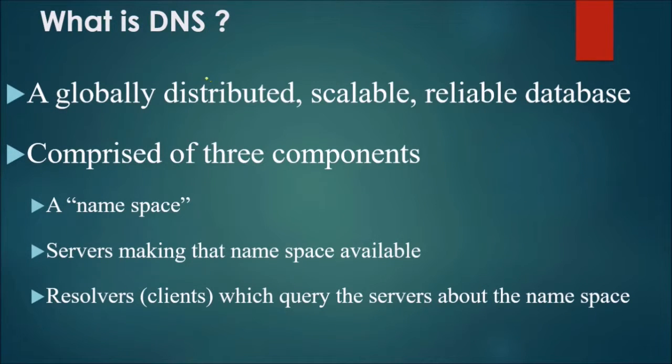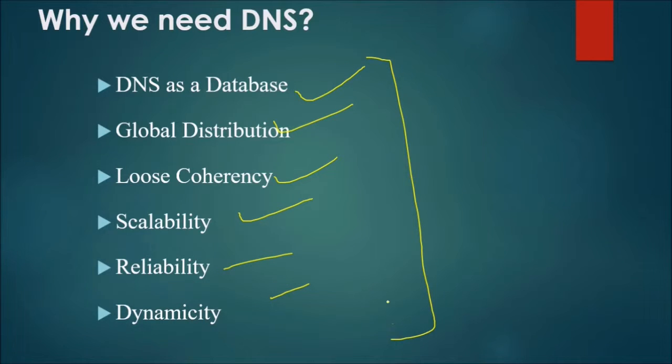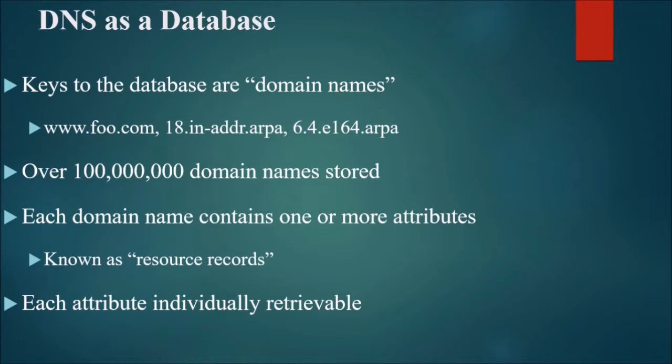DNS is a globally distributed, scalable, reliable database, and it comprises three components: a namespace, servers making the namespace available, and resolvers, which are clients that query the servers about the namespace. Why do we need DNS? We need a database where the information about systems is stored by name, with global distribution because the internet is everywhere, plus coherency, scalability, reliability, and dynamicity. All these aspects are why we require DNS.